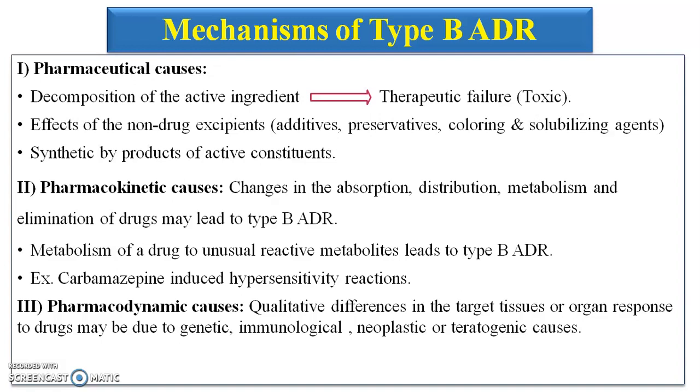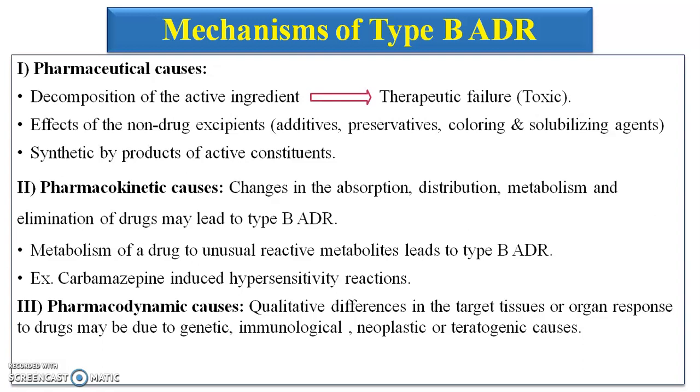And second will be the effects of non-drug excipients. For example, during a pharmaceutical preparation, there are many additives, preservatives, coloring agents, and solubilizing agents which are commonly used. So these particular agents, or stabilizing agents or preservatives, have a chance of interacting with the drug, producing type B reactions. Then third will be the synthetic byproducts of active constituents, where synthetically produced products, when they are degraded, have chances of producing type B reactions.